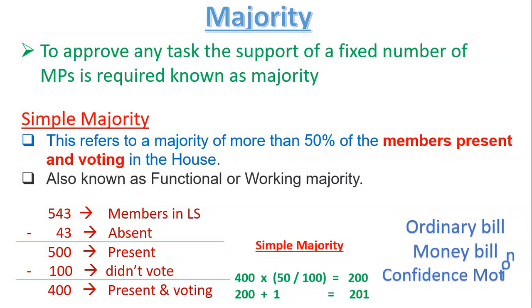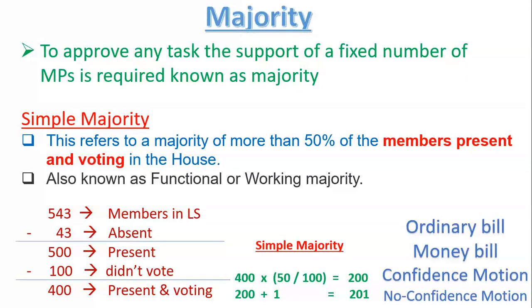Now suppose on a given day, 43 members were absent. So the membership of Lok Sabha is 543, but on a given day, 43 members were absent. So how many were present? 500 members were present. So 543 was the original strength of Lok Sabha, 43 members were absent and 500 members were present. Now friends, what happened? 100 people decided that they will not take part in the voting. So they did not vote.